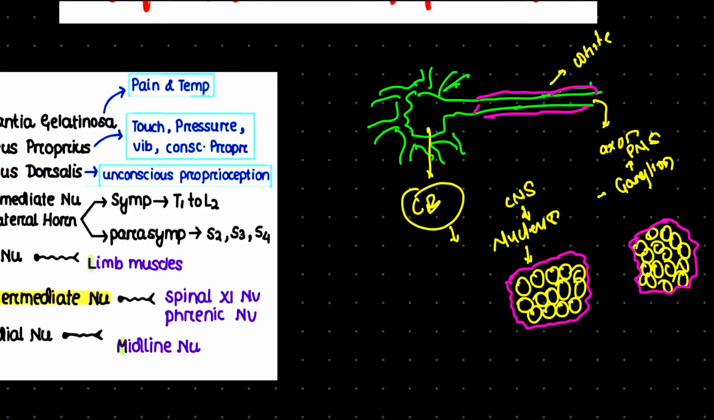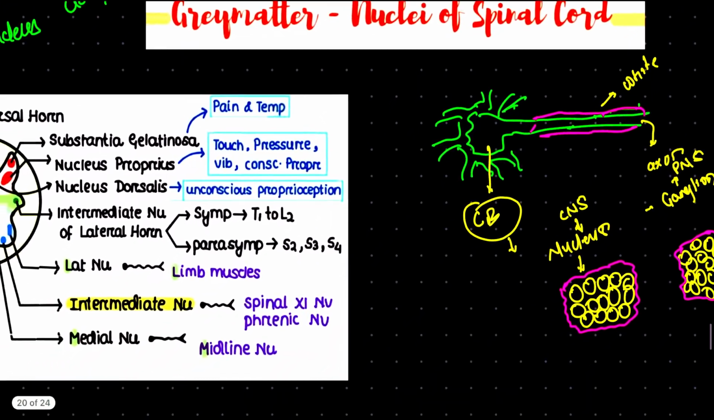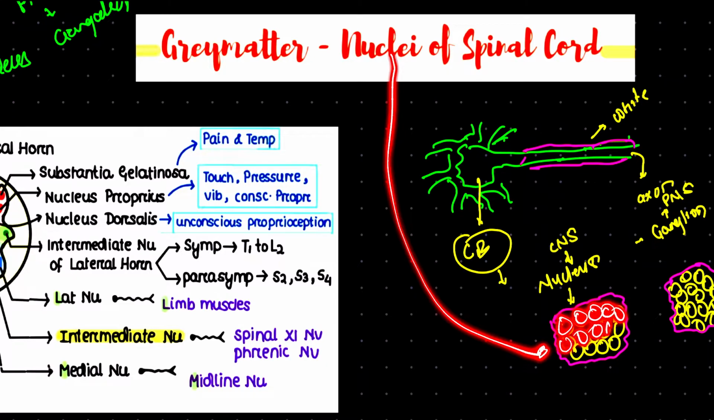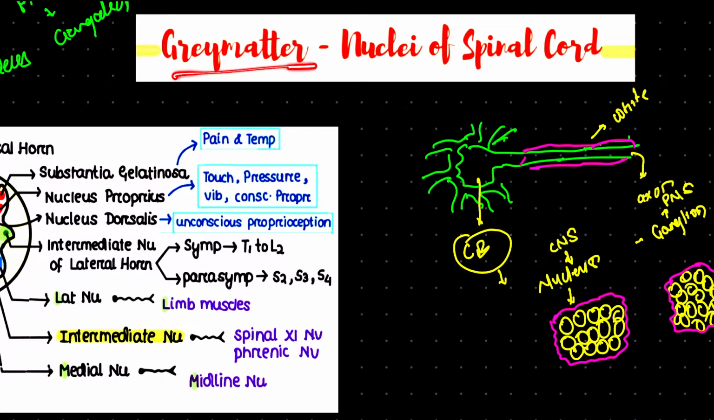So what do we mean by nucleus or nuclei right here? These are the collections of cell bodies which are non-myelinated, in the region of the CNS. And the part of the CNS we are talking about here is the spinal cord. So we are going to talk about the gray matter, or nuclei, of the spinal cord.